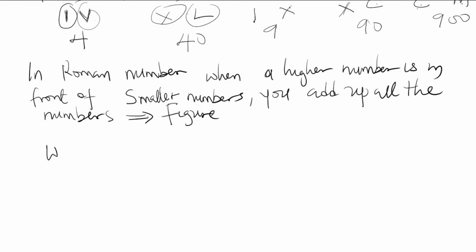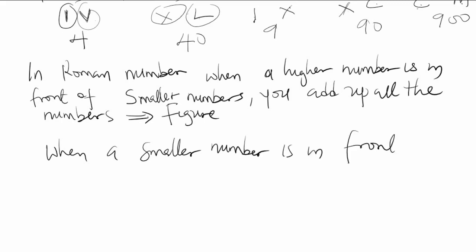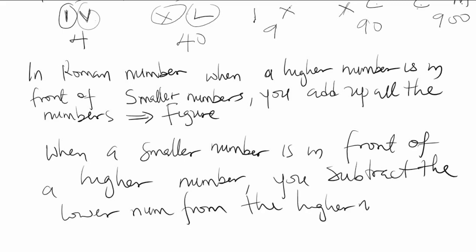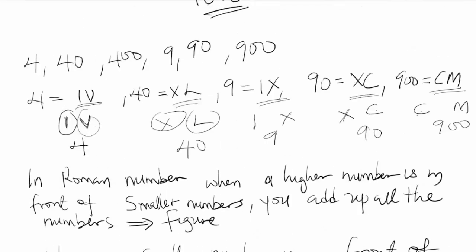But when a smaller number is in front of a higher number, you subtract the lower number from the higher number. That will give you the figure of the numeral. You can take that to the bank. This is a simple rule in Roman numerals, and you can see it from these special numerals I wrote here.